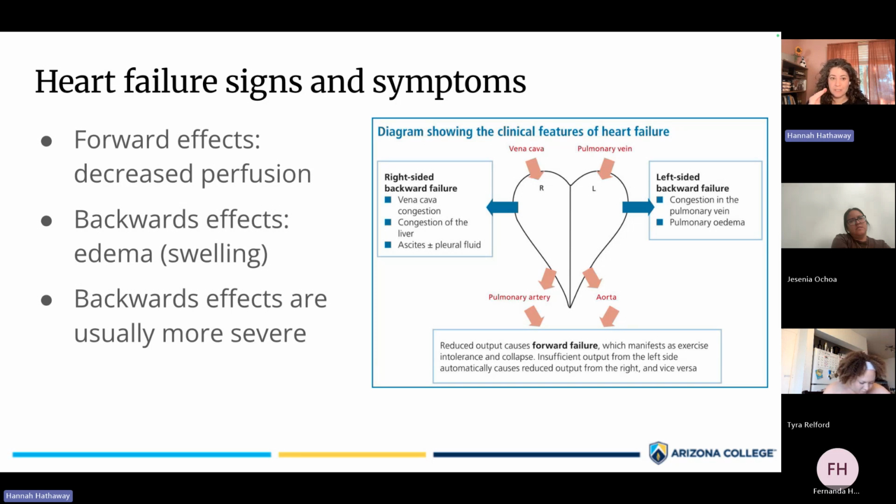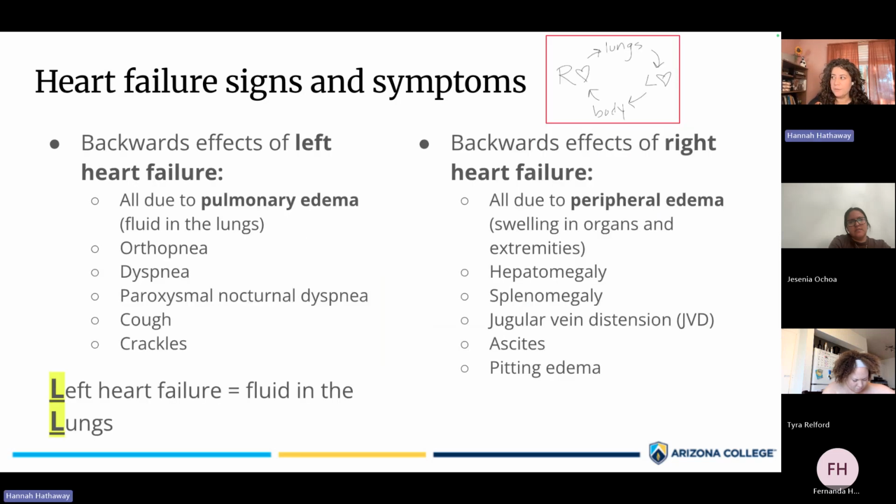But on the midterm, if you see someone who has, for example, a heart failure patient with ascites, that's right heart failure. We're not trying to trick you or anything like that. Okay, so let's go through those specific signs and symptoms you need to know. These are all signs and symptoms of backwards effects of heart failure that you need to know for the midterm. So backwards effects of left heart failure, once again, here's our little flow of blood through the circulation.